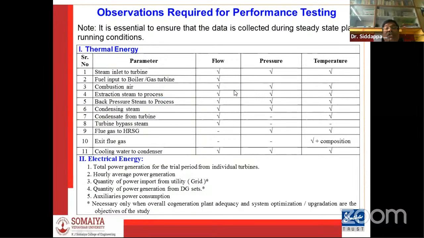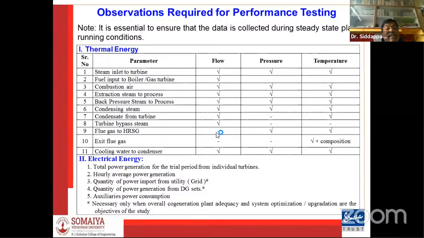You may measure the fuel flow rate. Generally, you can measure the combustion air flow rate, pressure, extraction of the steam at different points from the turbine. Back pressure of the steam in the turbine you can measure.